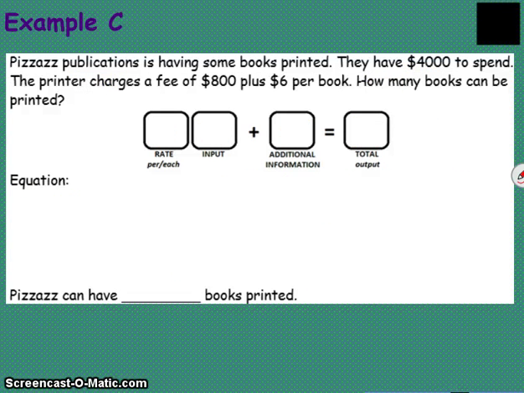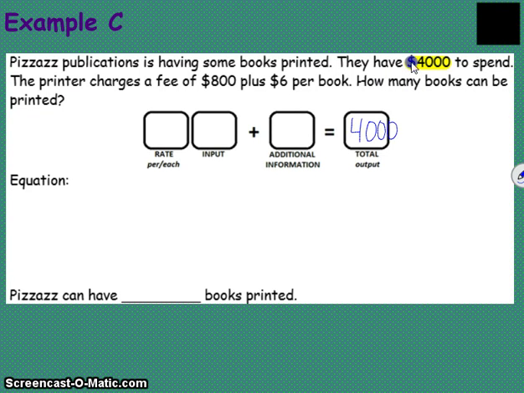Example C says Pizzazz Publications is having some books printed. They have $4,000 to spend. The printer charges a fee of $800 plus $6 per book. How many books can be printed? So again, the first thing I need to do is take the highlighter and highlight the important information. Remember, I always want to start with my total, and my total is my biggest number. So I have 4,000 as my total, and I'm going to go ahead and put that in my total box.